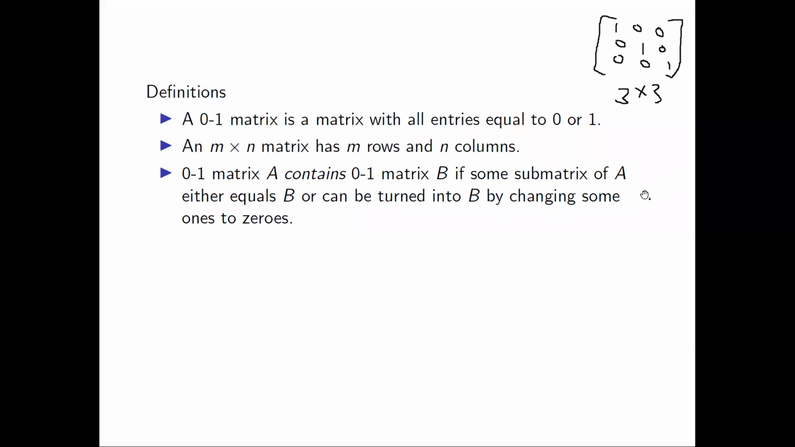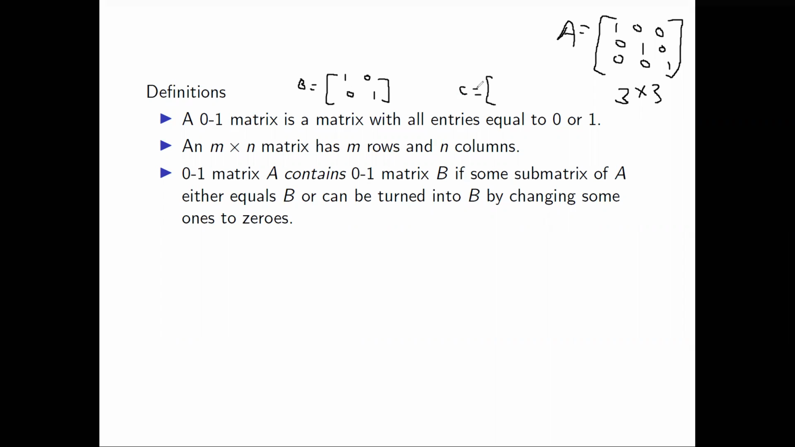And here's this terminology that we introduced in the last video. A 0-1 matrix A contains a 0-1 matrix B if some submatrix of A either equals B or can be turned into B by changing some ones to zeros. So, for example, if this is our A, and we have some B here, and some C here, and let's say we also have this D.